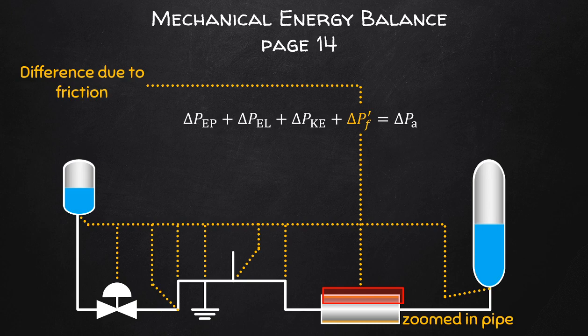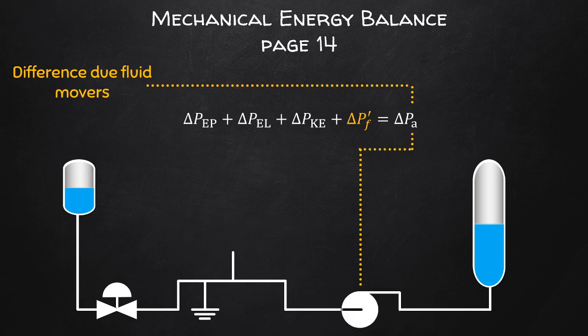Here I have zoomed into a part of the pipeline and shown the interactions that the fluid would have on its confines. So how does the fluid react to the wall that is confining it to its space? And really it's this that results in the losses in energy due to friction of pipelines. And the very last term on the right-hand side of our equation is the energy that is provided or taken by a fluid mover or consumer, such as a compressor or a pump or a turbine, etc.